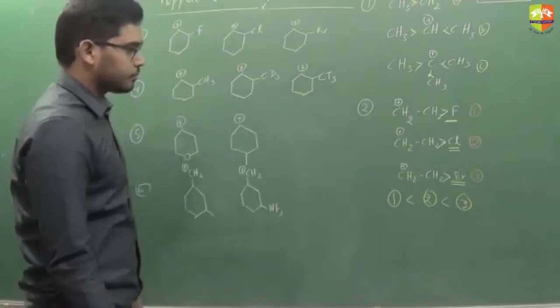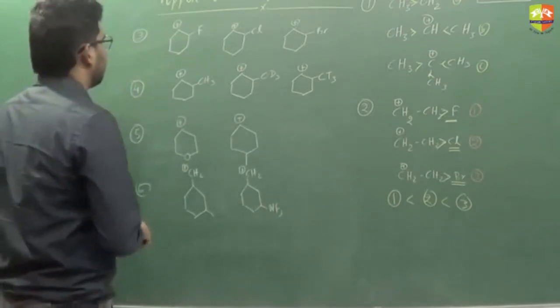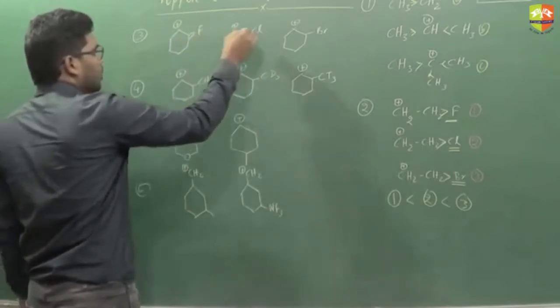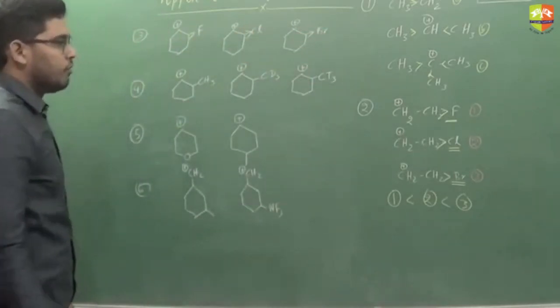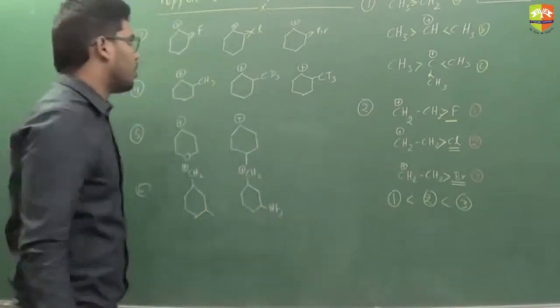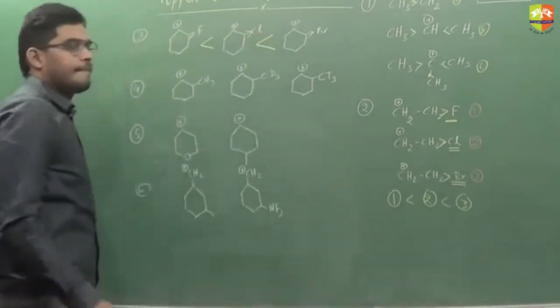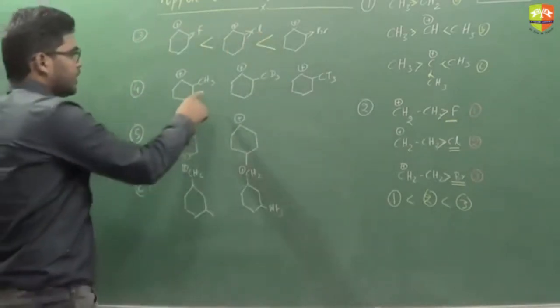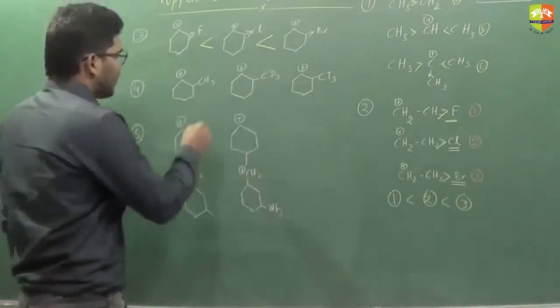stability, right? Now this one, if you compare, fluorine electron withdrawing, chlorine electron withdrawing, bromine electron withdrawing. Which will withdraw maximum electron? Fluorine. According to the same concept, order of stability will be this. Now CD3, CH3 and CD3. CD3, all these have plus I nature.